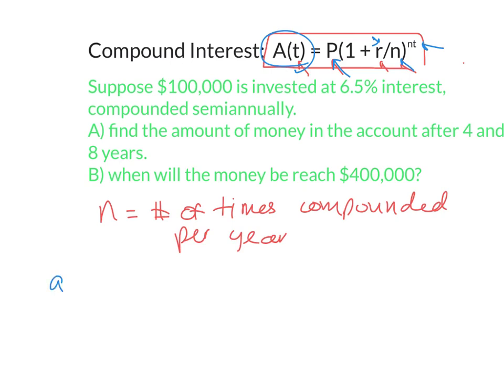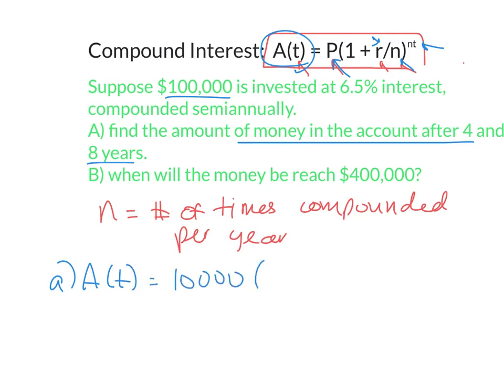Okay, so part A. It says find the amount of money in the account after 4 years and 8 years, and we have $100,000. So the final amount is going to be 100,000 times 1 plus the rate. You got to change your rate to a decimal over N. N is how many times a year? It says semi-annually. That's twice a year to the NT power. N was 2, and T said 4 years. So I'm going to do 4 right there. So my exponent is really 8. So I'm going to take a second, punch this in my calculator. And when I punch it in, I get this.